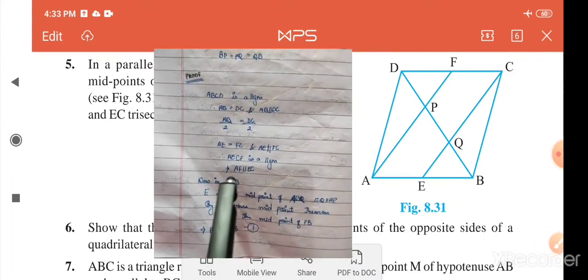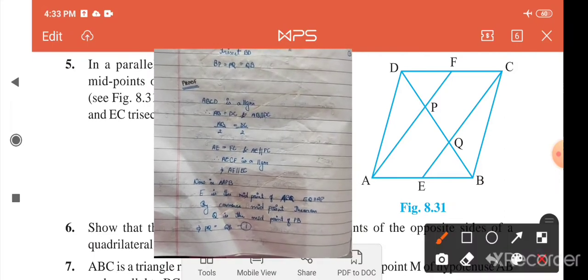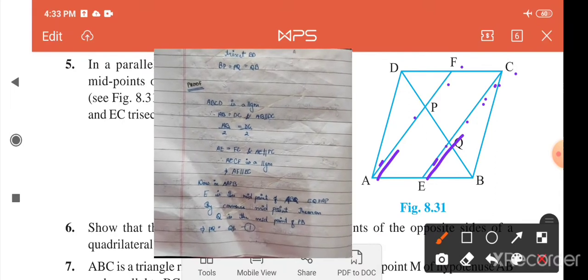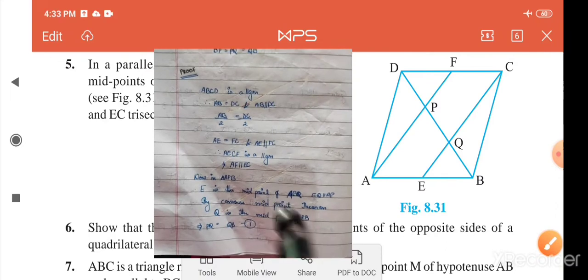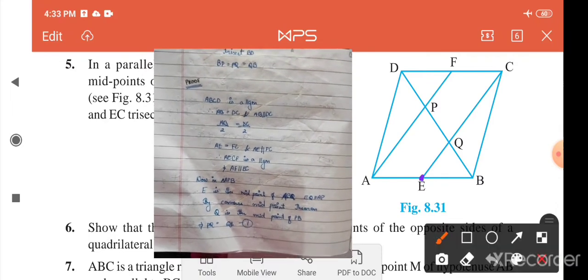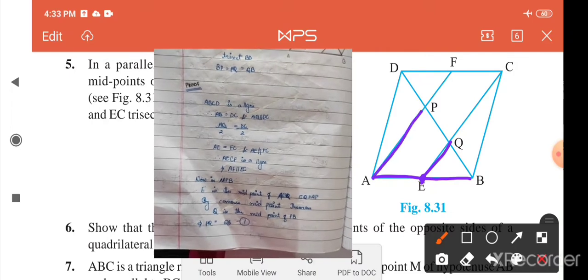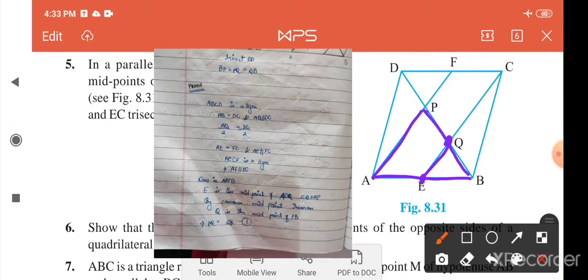Now you can see that AF is parallel to EC. AF, that means only this one part, you can see that this whole part is parallel to this part. So you can say that AP is parallel to PQ also. So by the midpoint theorem, if E is the midpoint of AB and AQ is parallel to AP, then P is also the midpoint of PB.